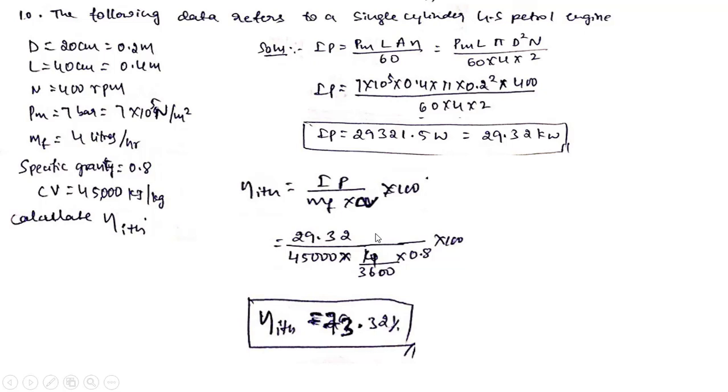So do the calculations. So 29.32 and this 3600 will come to the numerator here, into 3600 into 100 divided by this denominator term, that is 45,000 into 4 into 0.8, and indicated thermal efficiency will be 73.32%.